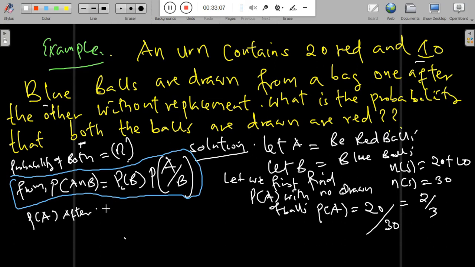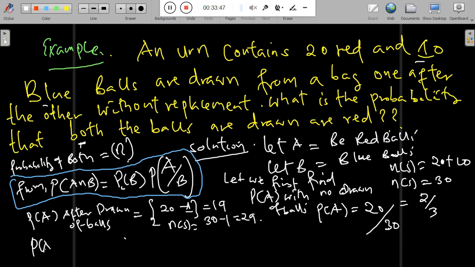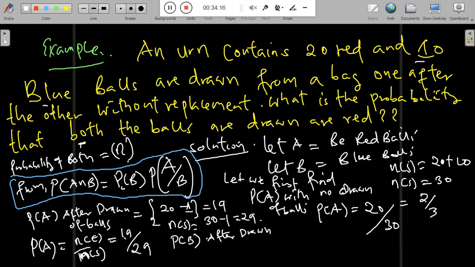Now after that, we take out the probability of A after drawn of the ball, that we consider to take out the two balls from the hand that is contained. We minus 1, since the probability that both balls are drawn are ready is where we remove 1 from the red ball. That is represented by A, that will be equal to 19. And the number of sample space that is set to remove 1 ball is equal to 29. So when you find the probability of A after the draw of the balls, it will be equal to 19 divided by 29.